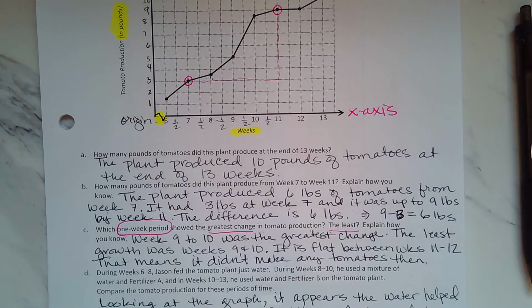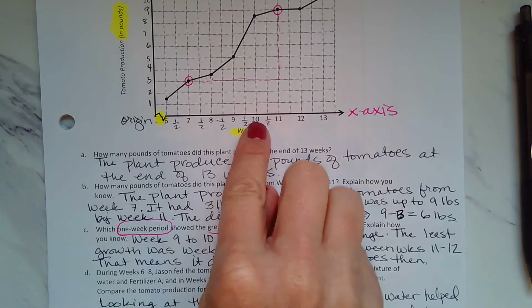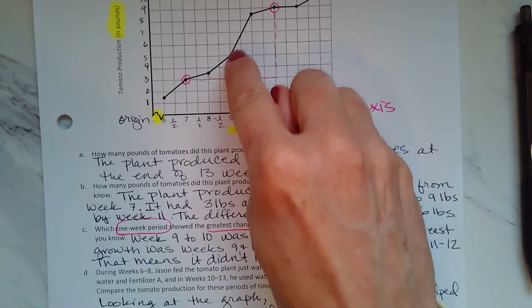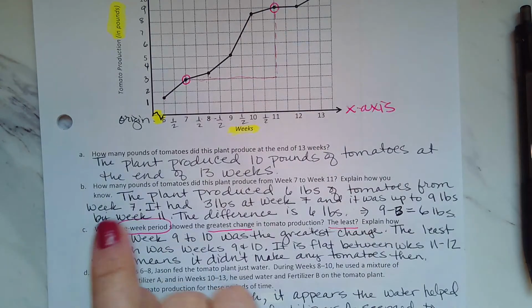Question C. Which 1 week period showed the greatest change in tomato production? What was the least? And explain how you know. Week 9 to week 10 was the greatest change. 9 to 10. Do you see how the slope goes from 9 to 10? Do you see that growth? How the line goes up?